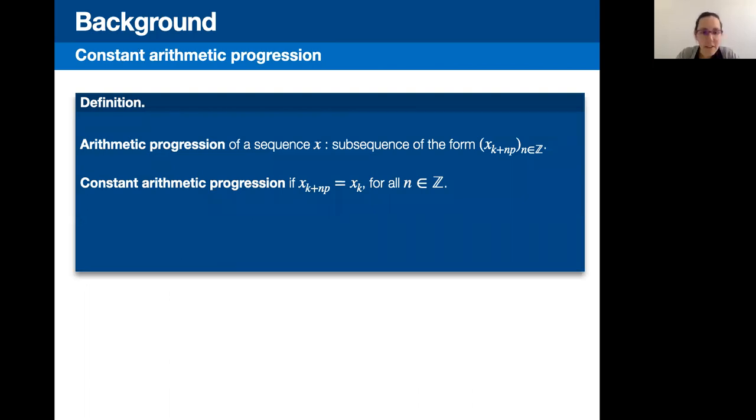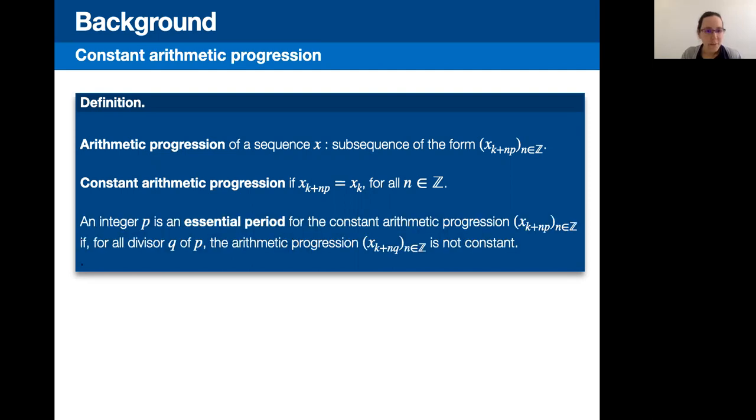Okay, so we will need these last definitions. An arithmetic progression of a sequence X is a sequence of the form X_{k+np} where n belongs to Z, and it is constant if each of these letters are equal. If we have a constant arithmetic progression, perhaps it could be included in a different constant arithmetic progression. And if it's not the case, we say that P is an essential period. So this means that P is minimal for this arithmetic progression.